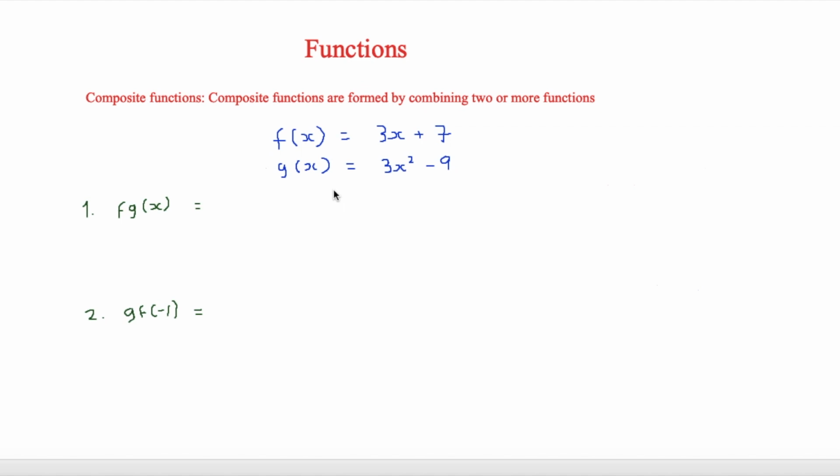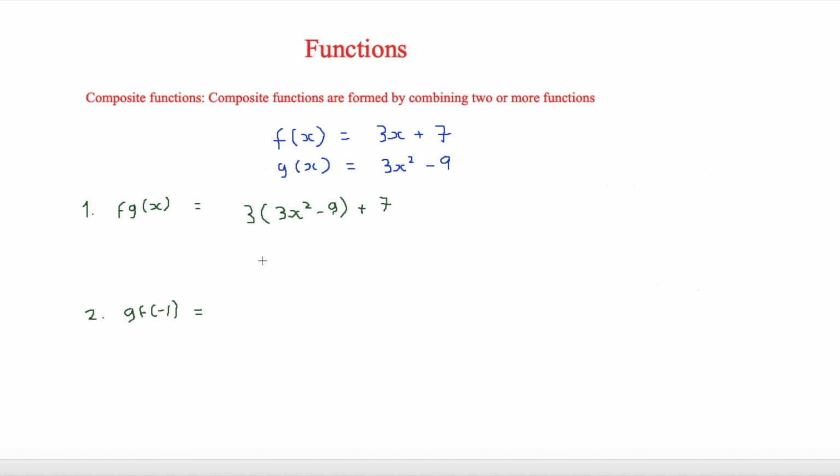What I say is we start with the one to the left, and then once we get an x, we substitute in the other one. So here, if we start with the f, we're going to have a 3. Now, as we have an x here, this is where I say we substitute in the other one. So we substitute in the g, so then we have 3x squared minus 9. But then we still have to add this 7 at the end, so add the 7.